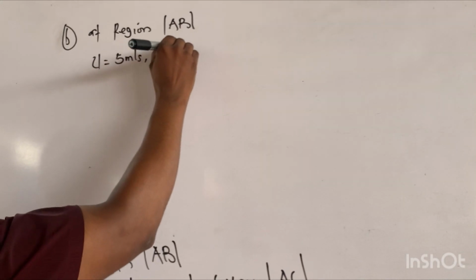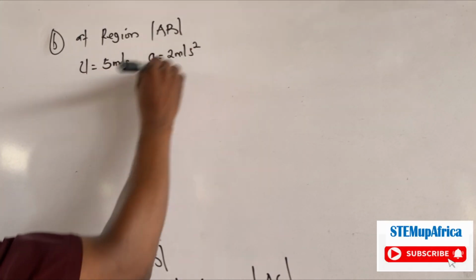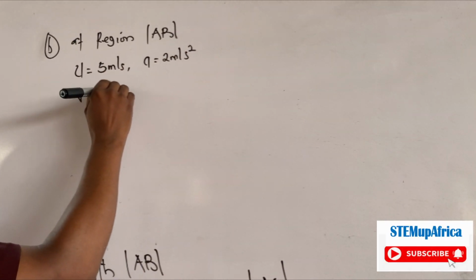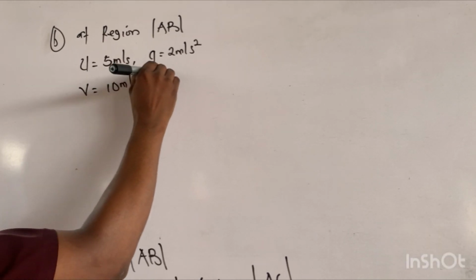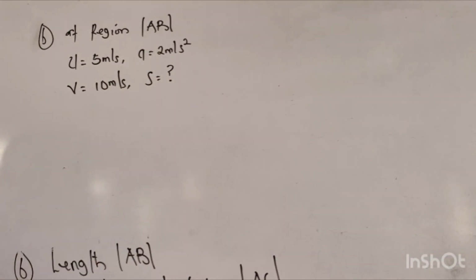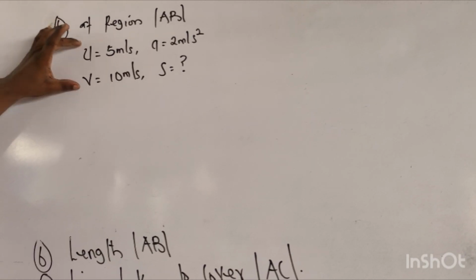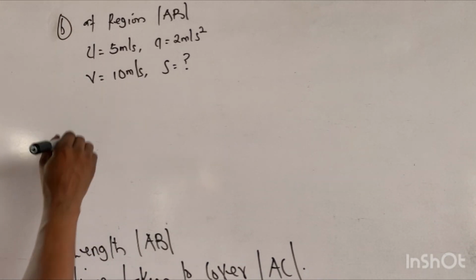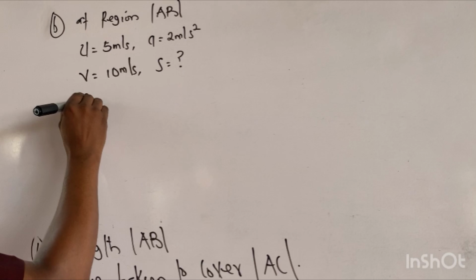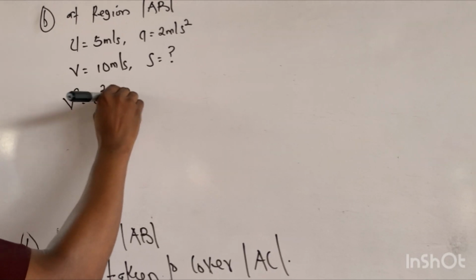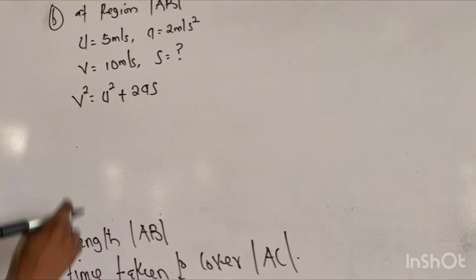The acceleration is 2 meters per second squared. The final velocity is 10 meters per second. And the distance becomes our question mark. So the data here also satisfy the third equation of motion, which says that v squared equals u squared plus 2ax. So let's fix in our values.